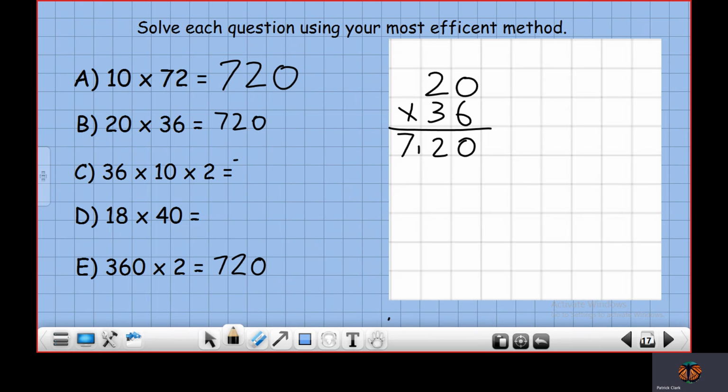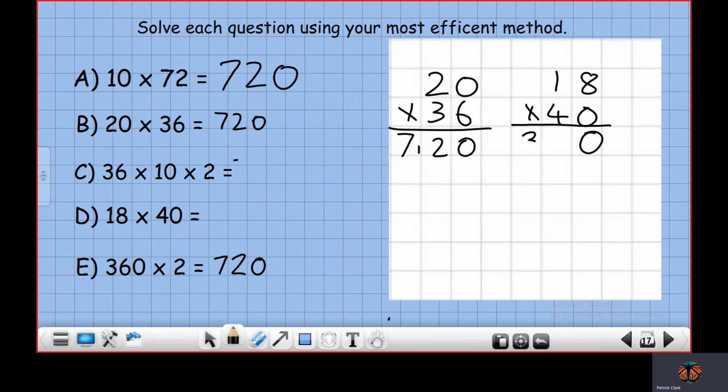Let's have a look. Is 18 times 40 the same? I'm beginning to see a pattern here. I'm beginning to think maybe it is. 18 times 40. Let's see. Well, 8 times 0, nothing. 8 times 4 I'm going to do and times it by 10. Well, 8 times 4 is 8, 16, 32, isn't it? So it's going to be 320.